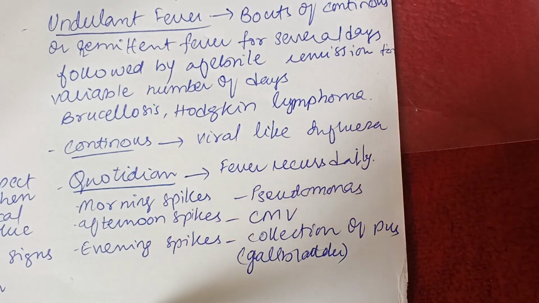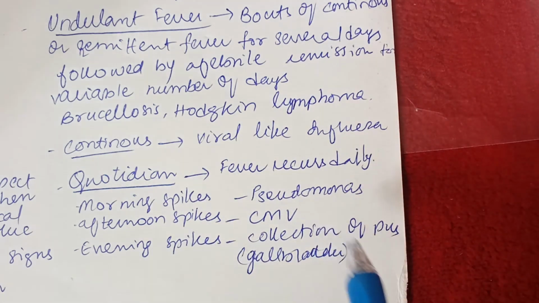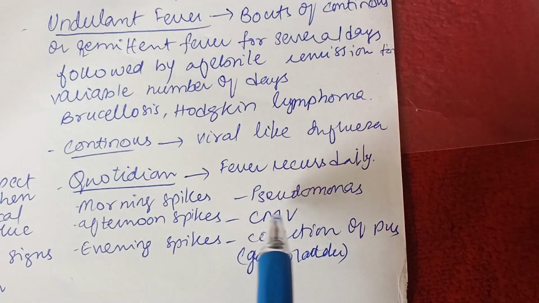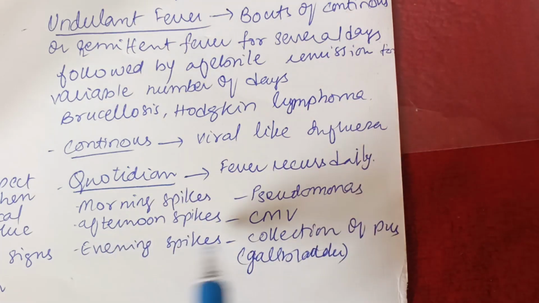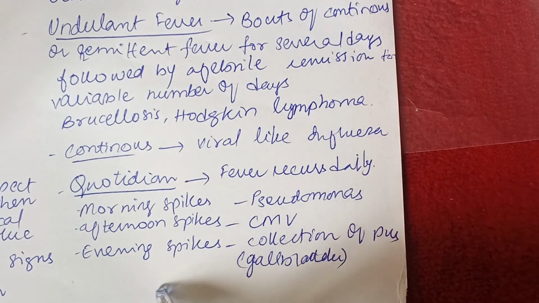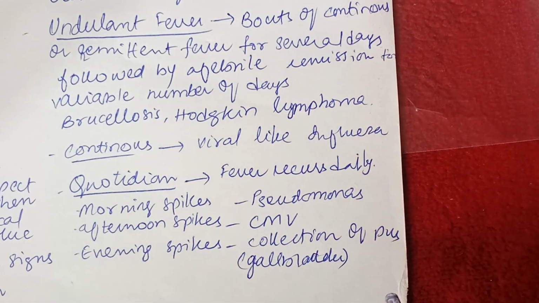Quotidian fever is fever that recurs daily. If the patient has morning spikes, the organism can be Pseudomonas, and if they are afternoon spikes, there can be CMV, cytomegalovirus, and if they are evening spikes, we can say that there can be collections of pus, like in the gallbladder.